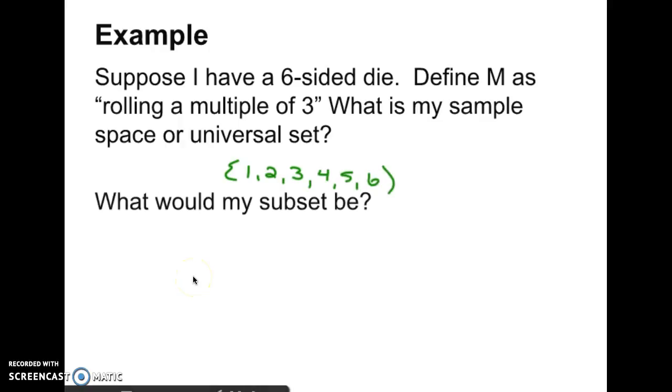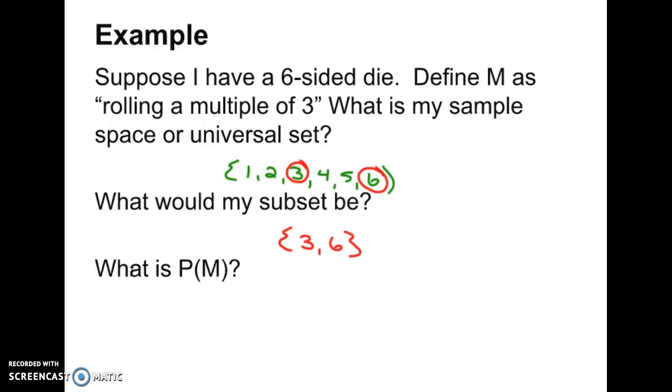Your subset, remember, is the ones you want to get, the number of favorable outcomes. So multiples of 3 out of that group should be 3 or 6. So your subset for this group would be 3 or 6. That's what you want to roll, a 3 or 6. That's a multiple of 3. So it wants to know the probability of rolling a multiple of 3.